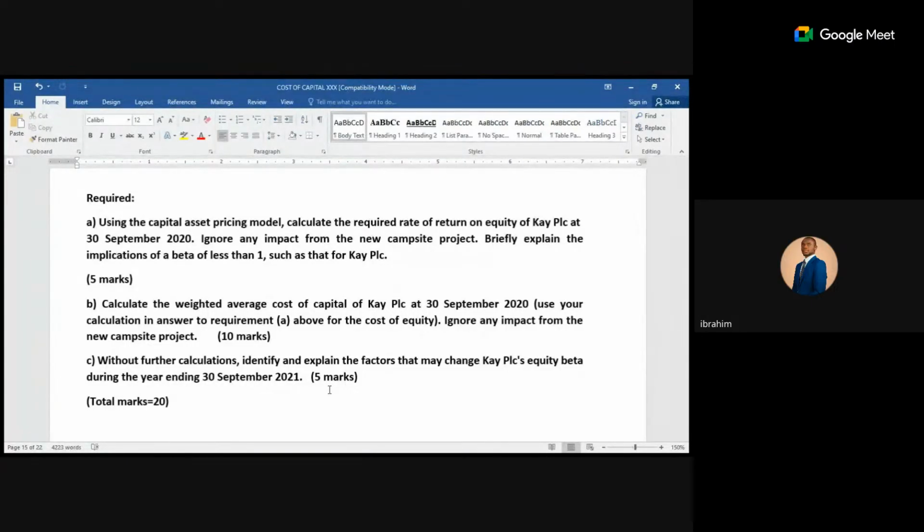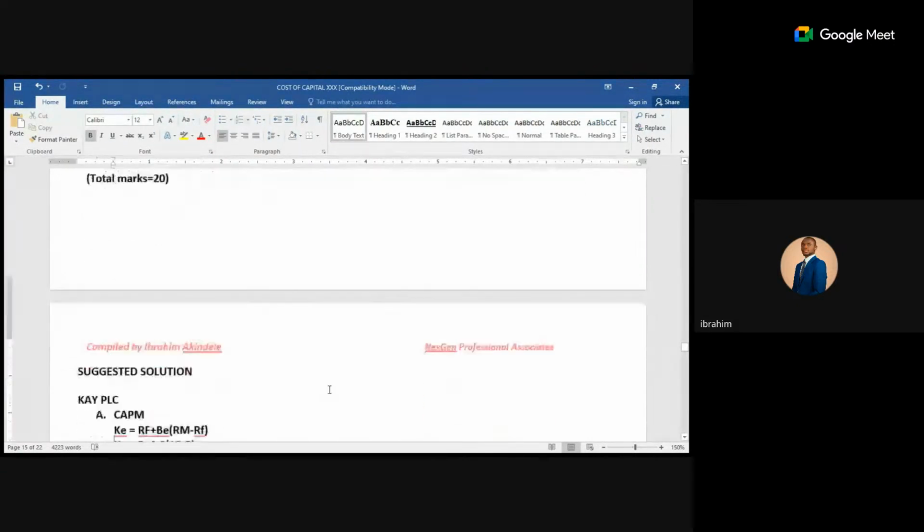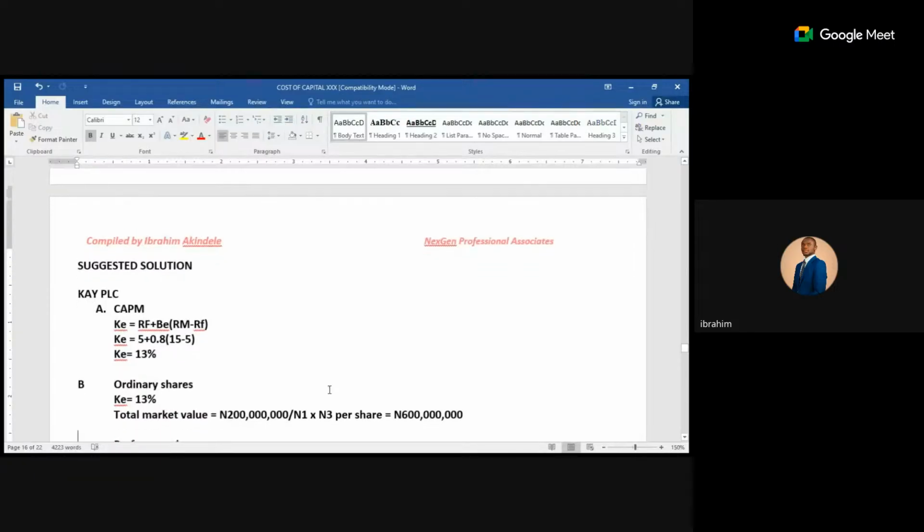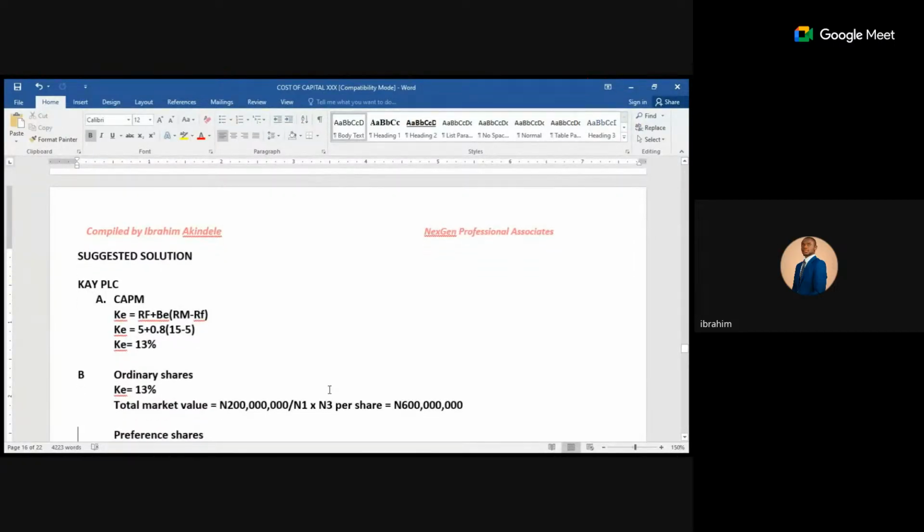This is 5 marks. What are the things that will change the equity beta? The question is, what is the equity beta of KPLC? The equity beta of KPLC is 0.8. It means that the company stock is not actually risky because it is less than 1. Is that not so? So what makes the equity beta increase?